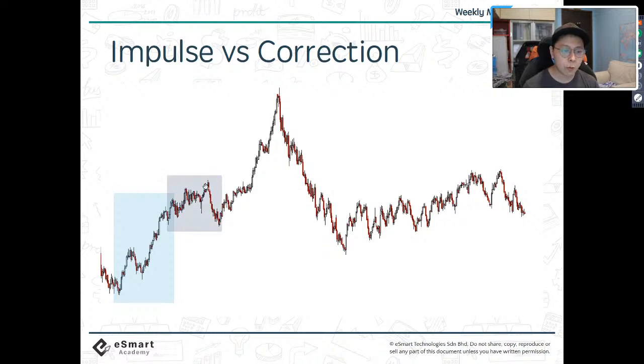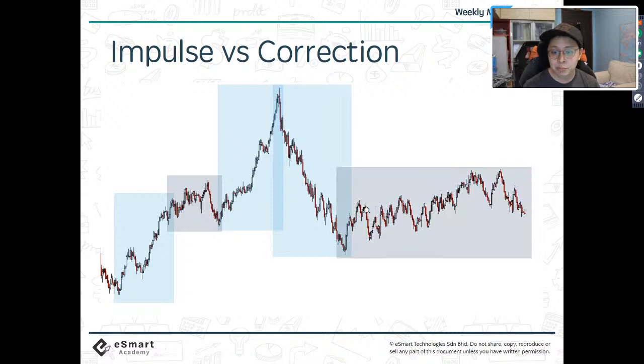The next move over here, the dark blue one, is a correction, because the market just goes sideways, not going anywhere. There's a lot of indecisiveness in it. After that, you have a very strong push to the upside, so that's an impulse, and following that, coming down is also an impulse. And the last piece here, you can see that's a correction. Again, it takes a very long time to develop.